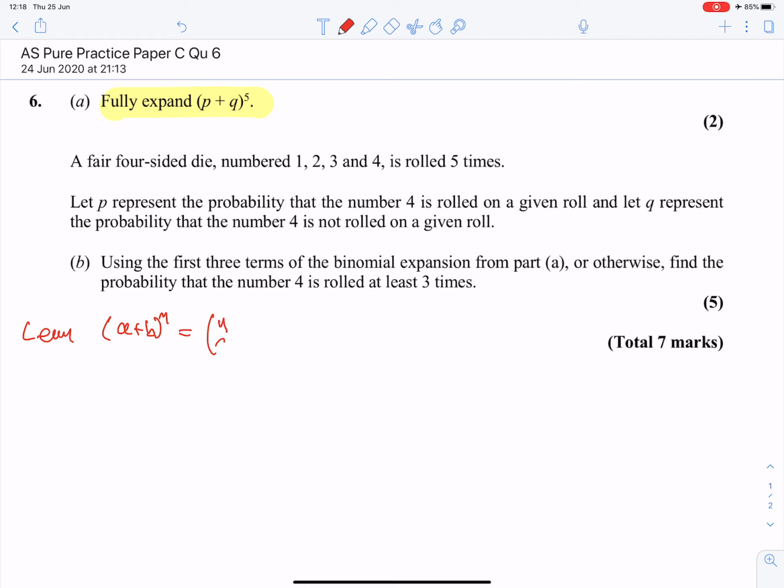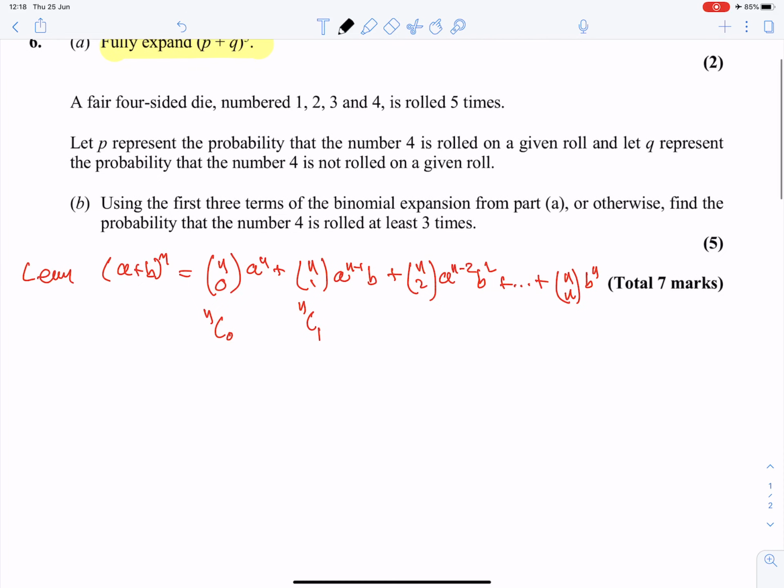And you get nC0, or n choose 0 if you prefer that notation, a to the n, plus nC1 a to the n minus 1 b, plus nC2 a to the n minus 2 b squared, plus dot dot dot, and it keeps on going until you get to the end where you've got nCn b to the n and a to the 0, and a to the 0 is 1, so we don't bother to write that down. So now we've got to transfer that knowledge into this context.